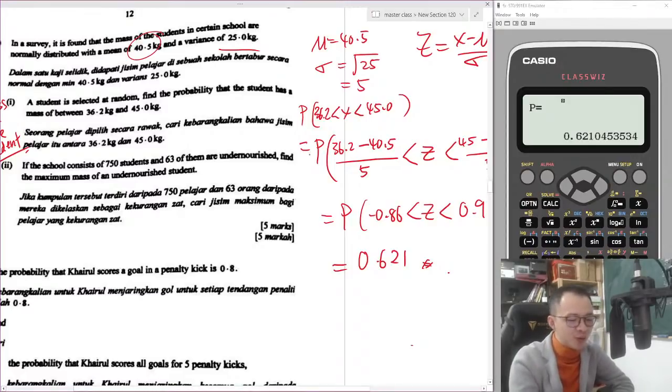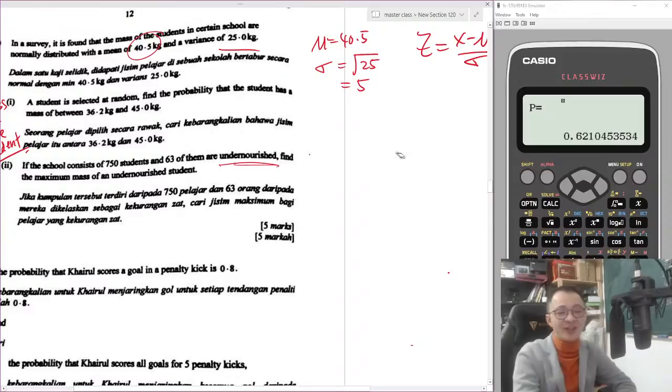So if the school consists of 700 students, 63 of them are undernourished. Undernourished, I mean, it's lack of some vitamin. So find the maximum mass of the undernourished student. Alright.